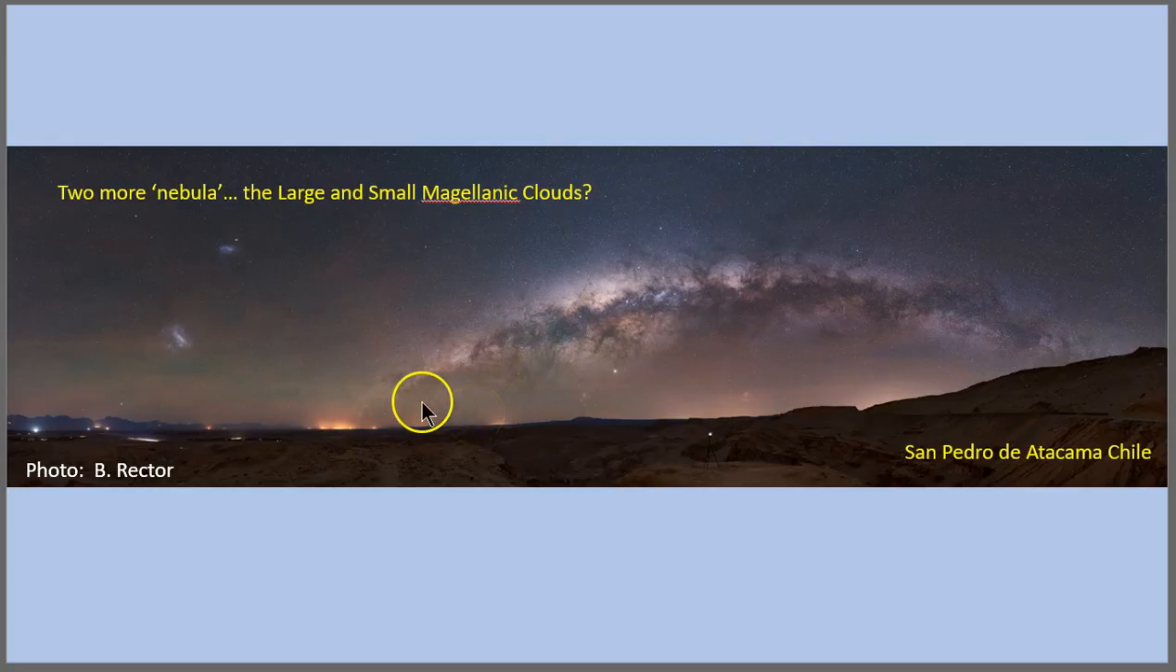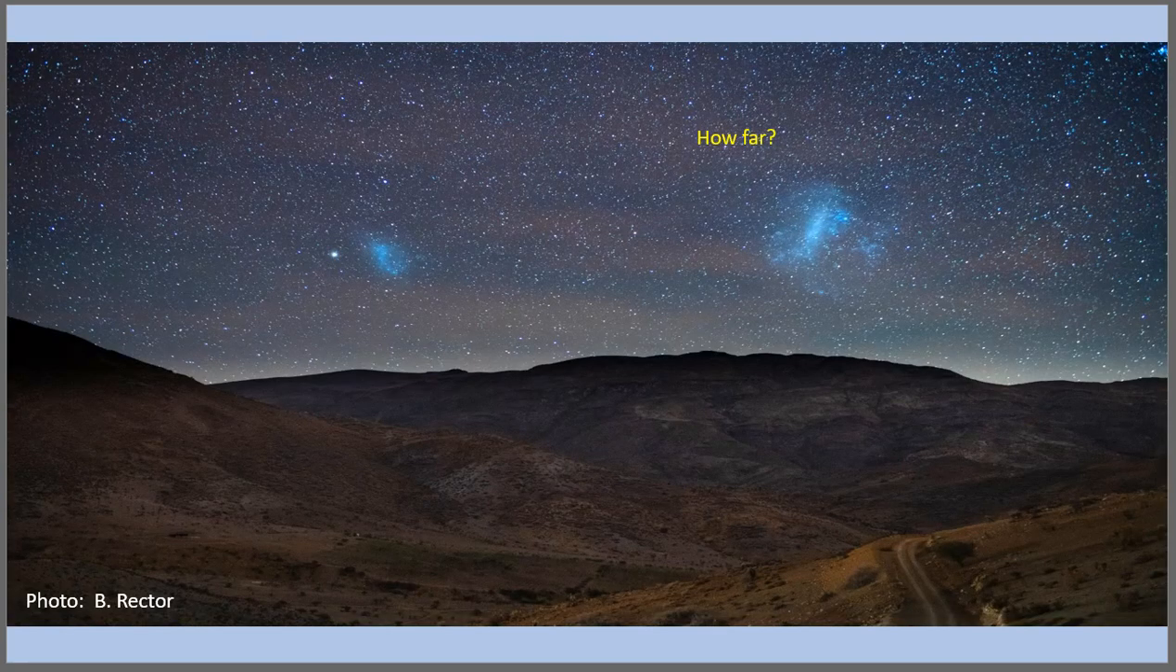In the southern hemisphere we can see two more nebula, the Large and Small Magellanic Clouds. Here's our Milky Way as well. Here we see a close-up of these celestial objects. Again, scientists in the 1900s did not know how far away these objects were.